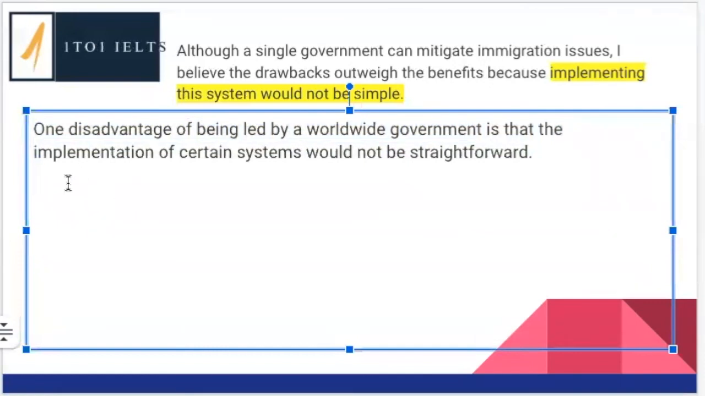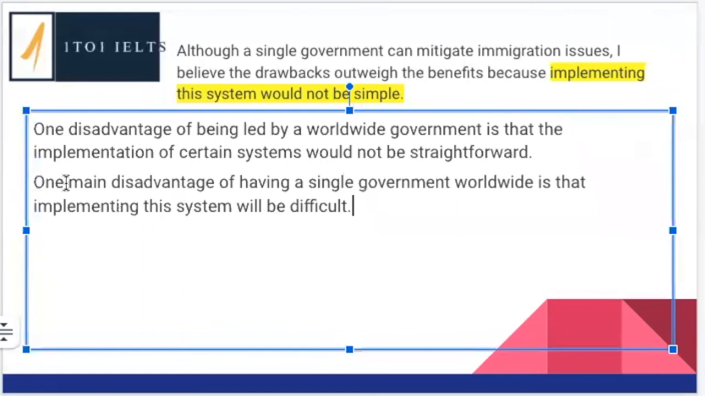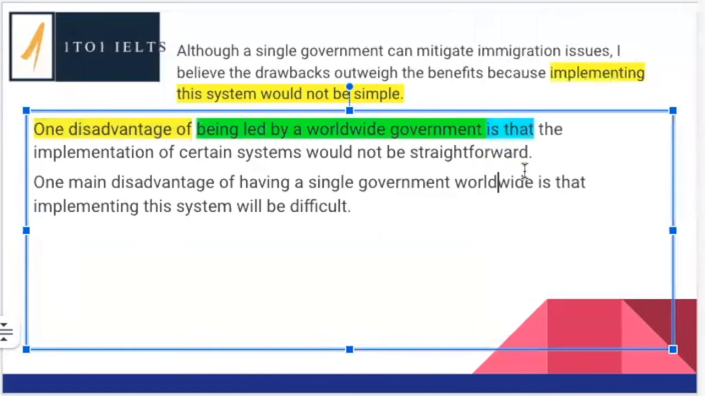Vanessa. One disadvantage of being led by a worldwide government. So excellent. Is that the implementation of certain systems would not be straightforward.